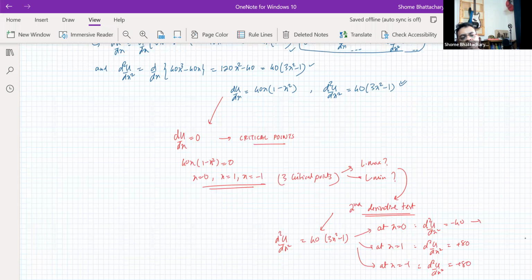Okay. So that means x equal to 0 is the local maxima point. And these two have the local minima. So this tells us that the shape of the graph will be something like this.